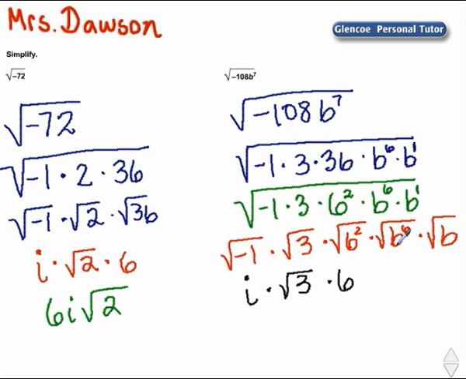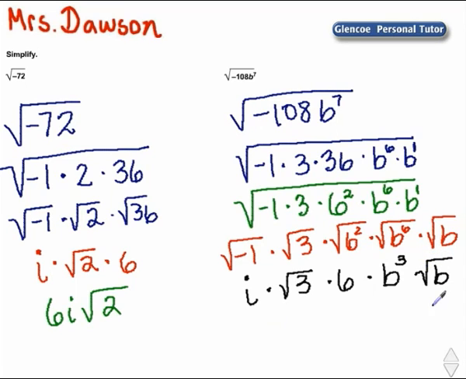The square root of b to the 6th, because we have a square root of 2, we can take 6 divided by 2, and that tells us our new power. So b cubed, the square root of b to the 6th is b cubed. The square root of b remains irrational. This has a power of 1, and we're trying to take the square root.